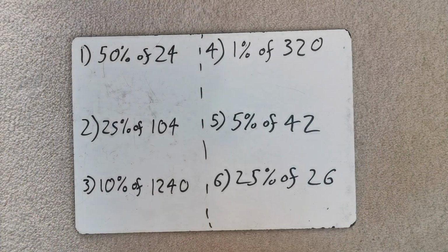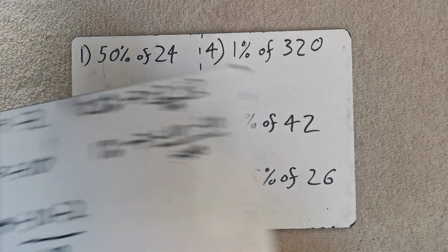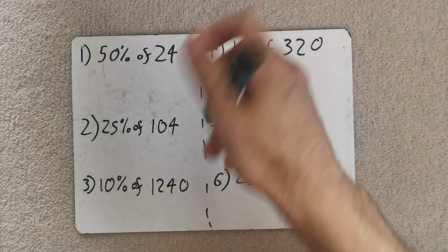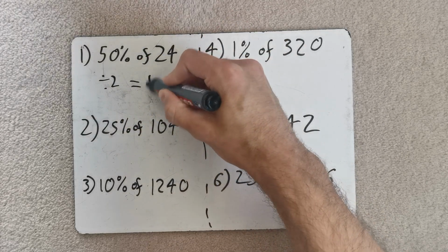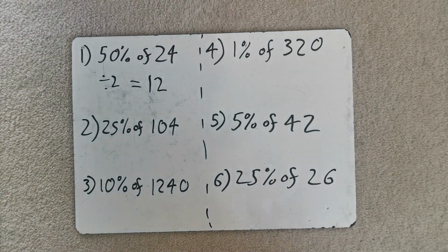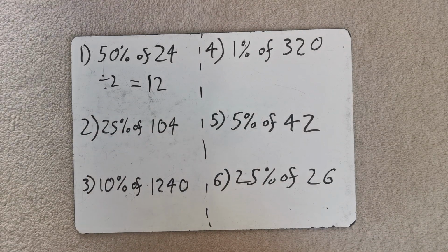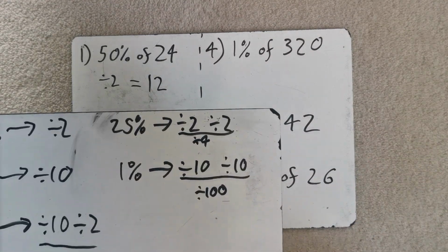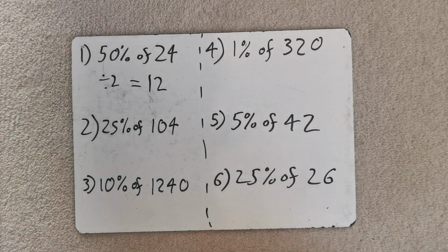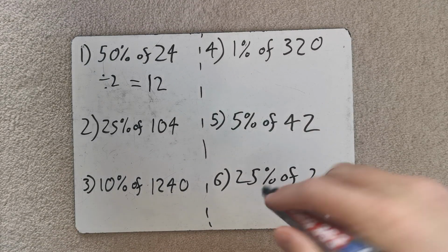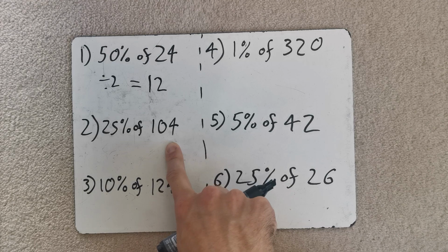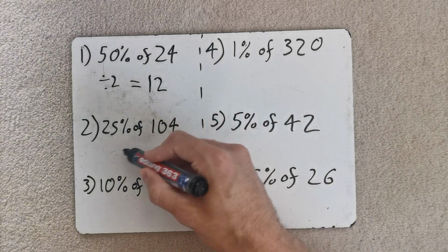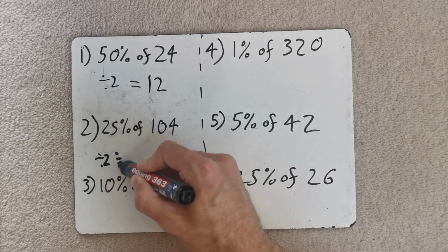50% of 24. Remember, what does 50% mean? 50% means to half it. Okay, so half of 24, we're going to get 12. 25% of 104. So 25% was half it and half it again, or divide by 4. So half it, you get 52. Half it again, you'll get 26.